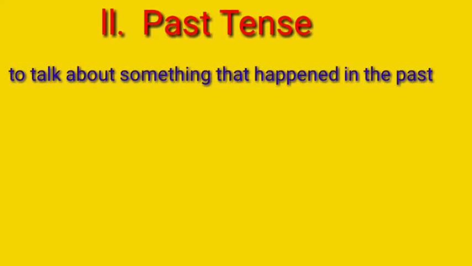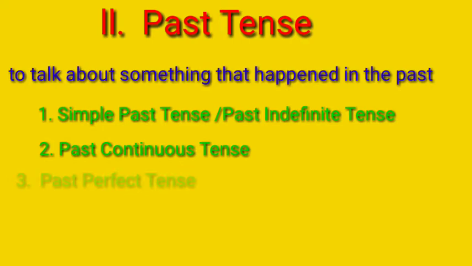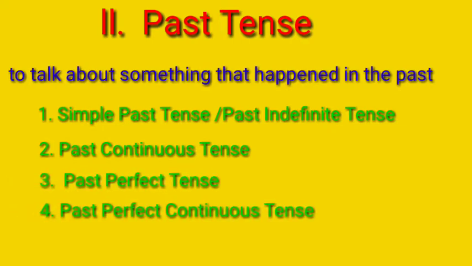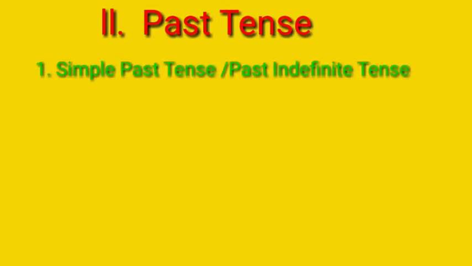First one is simple past tense or past indefinite tense, past continuous tense, past perfect tense and past perfect continuous tense. Let us learn these tenses in detail. First one is simple past tense or past indefinite tense.